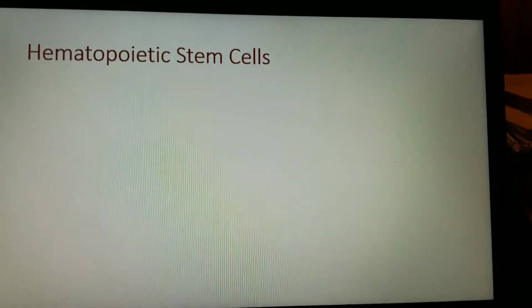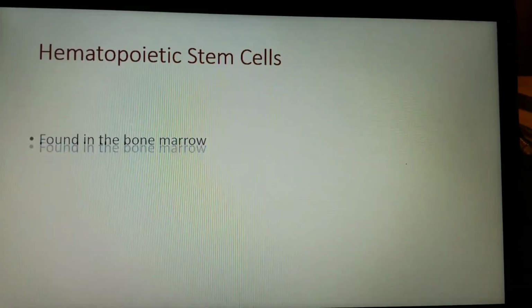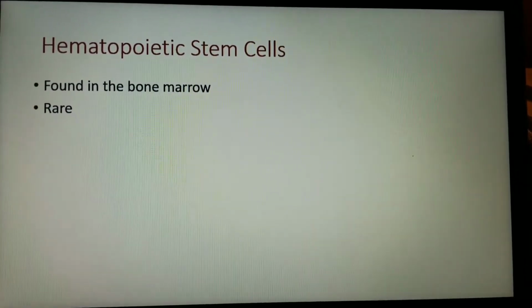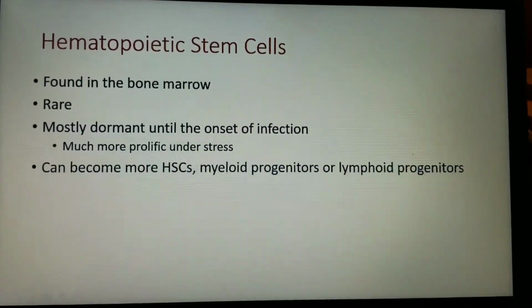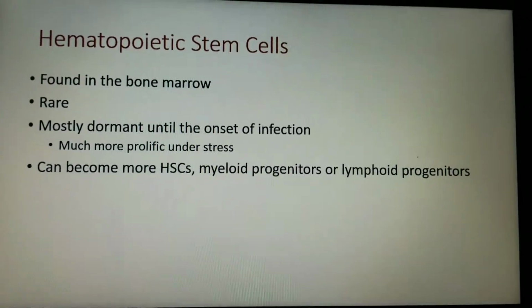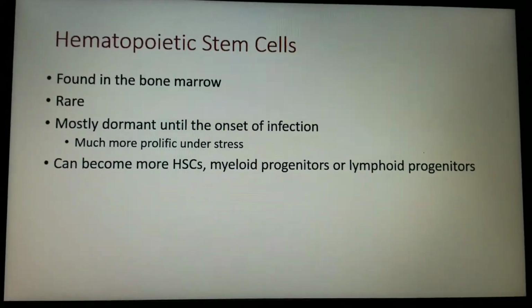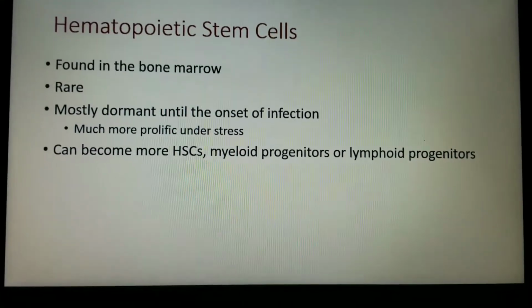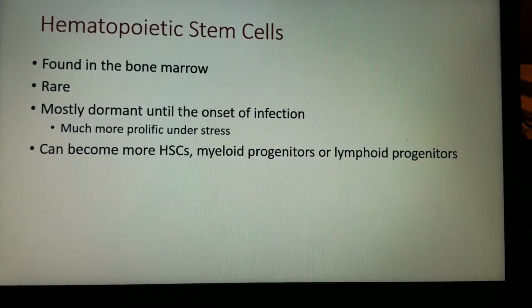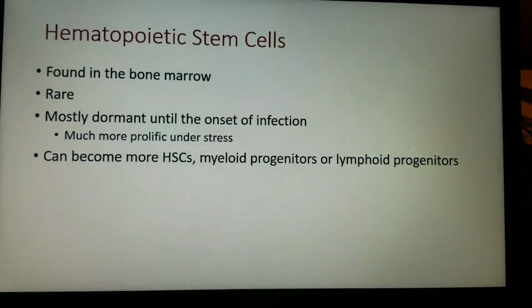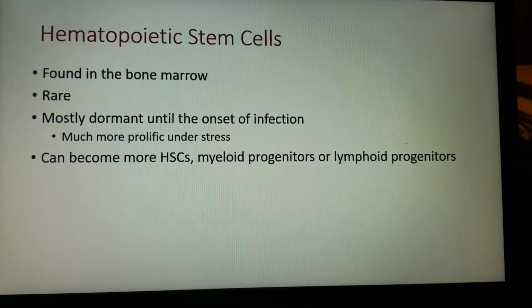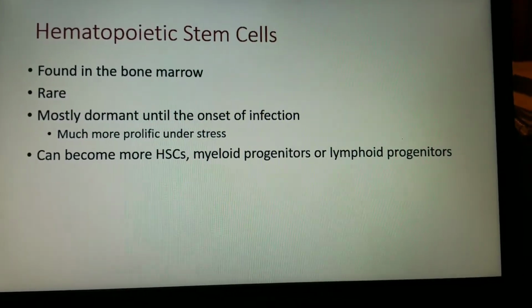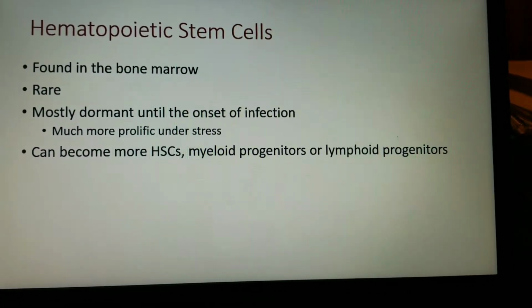First, I'll start with the hematopoietic stem cells. All blood cells come from hematopoietic stem cells, which are found in the bone marrow. They're pretty rare. They stay dormant until the onset of infection. When you have infection, you need more blood cells to help fight it, so the stem cells are much more prolific under stress. They can become more hematopoietic stem cells, myeloid progenitors, or lymphoid progenitors.